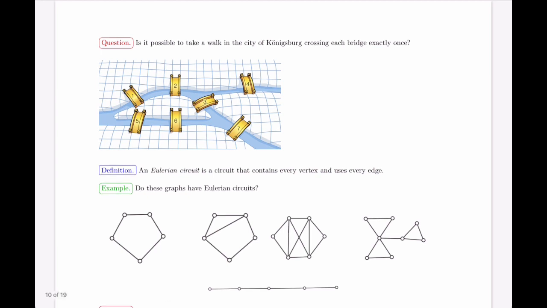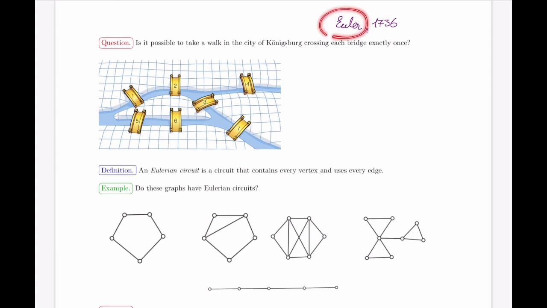This problem was posed and solved by Euler in 1736 and is considered one of the first problems in graph theory because he actually solved it in the language that we still use today in graph theory. The problem is as follows.